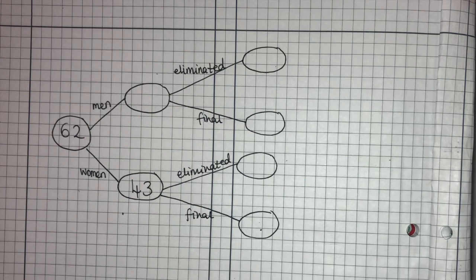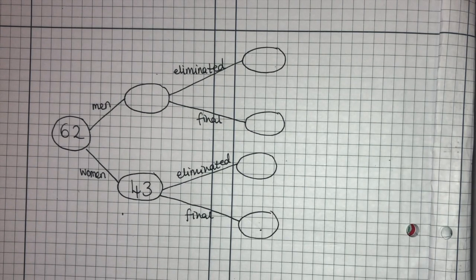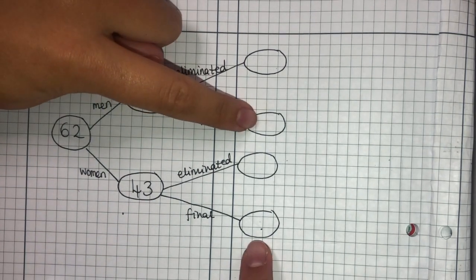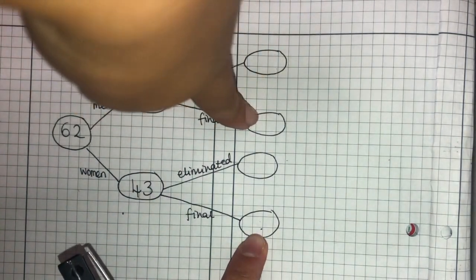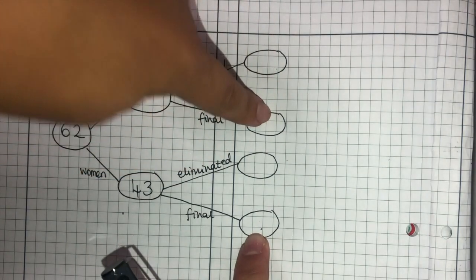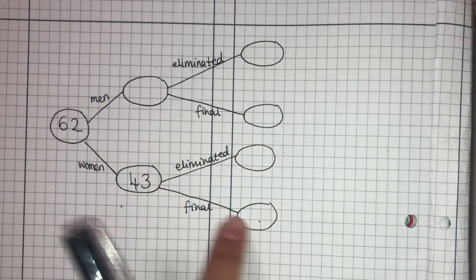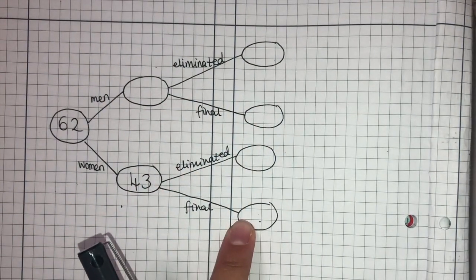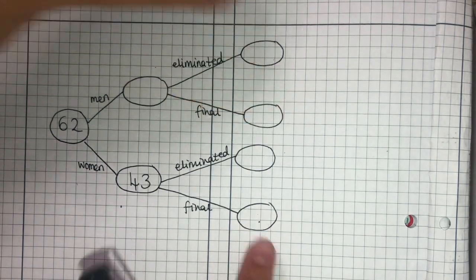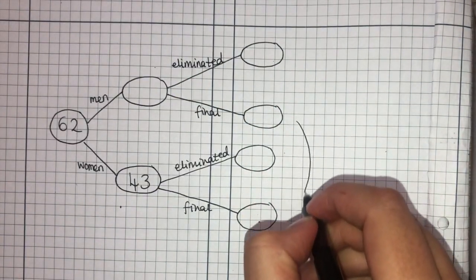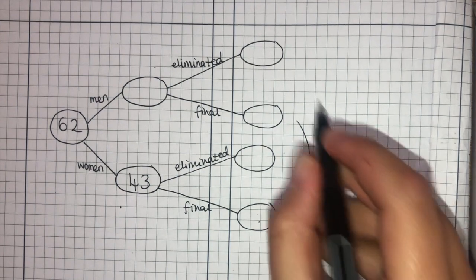10 people made it through to the final and the rest were eliminated. So we know that these two branches here have to add up to 10. There's two final values and they both have to add up to 10. So I'm just going to write that as a reminder there.